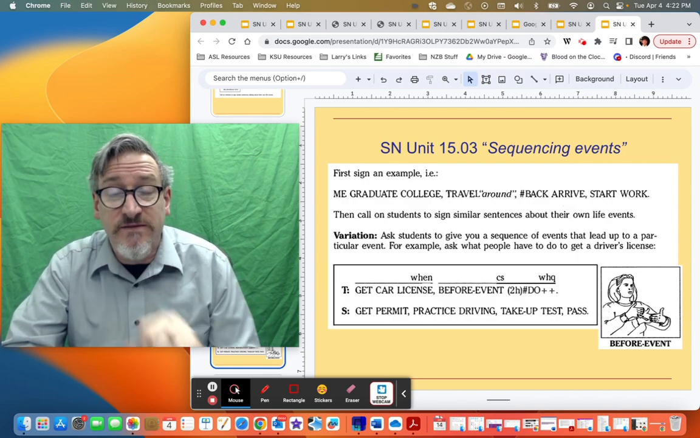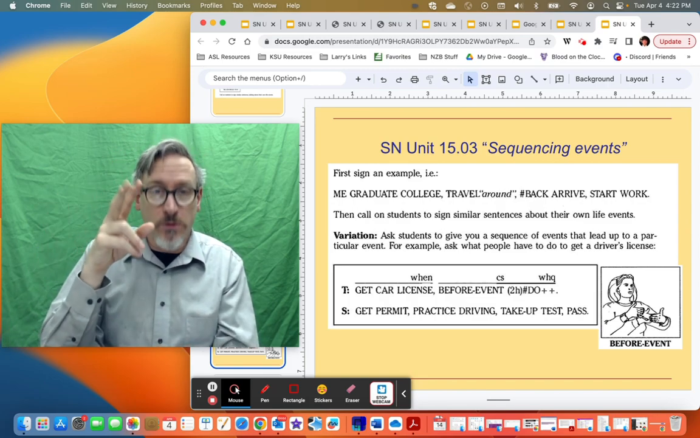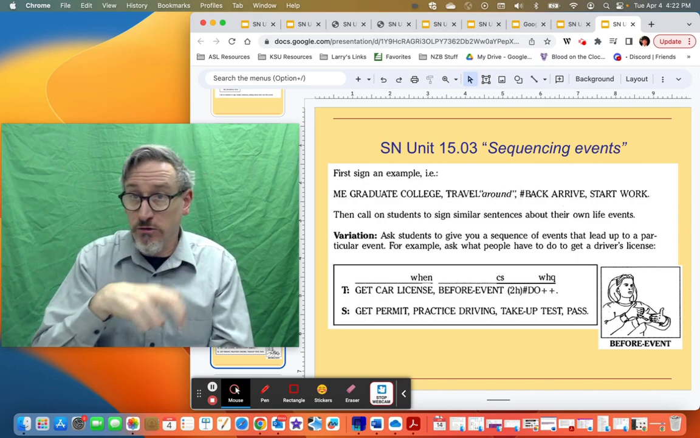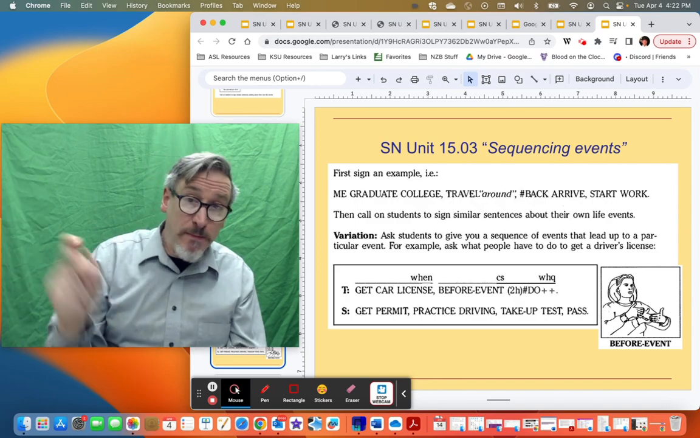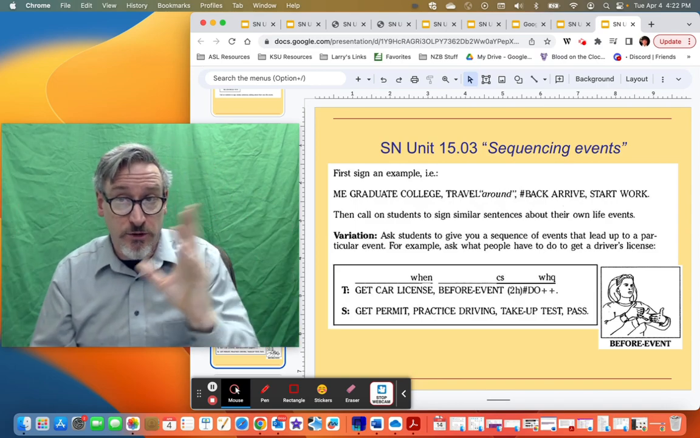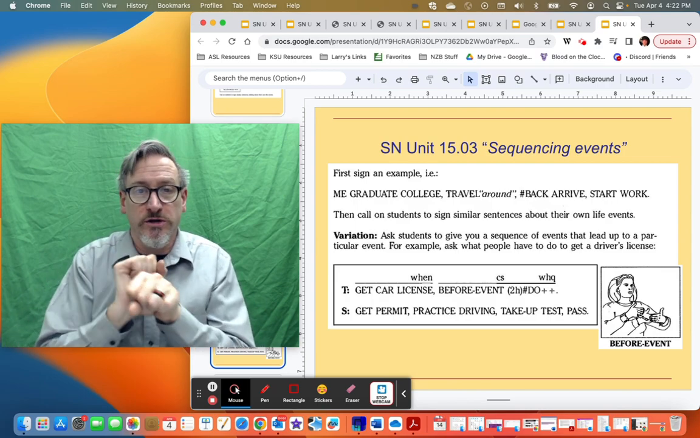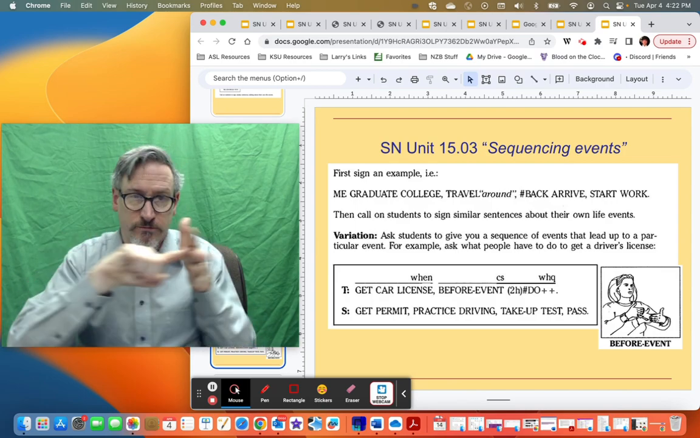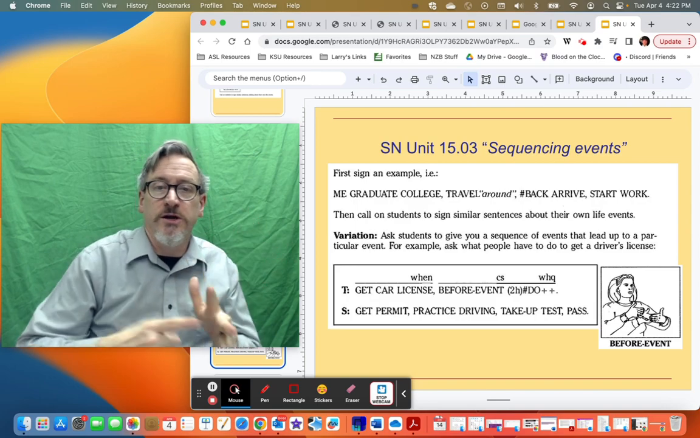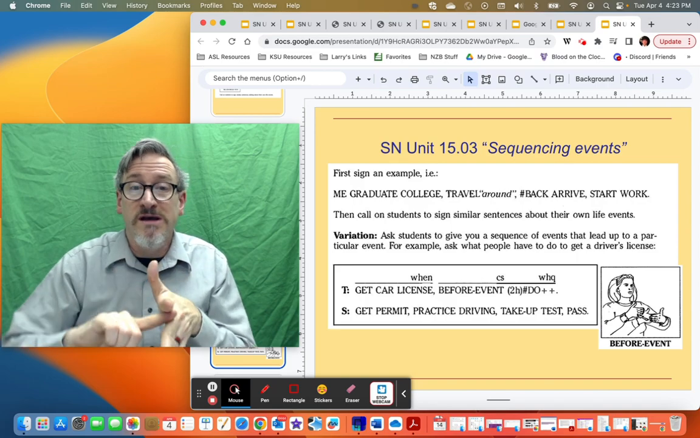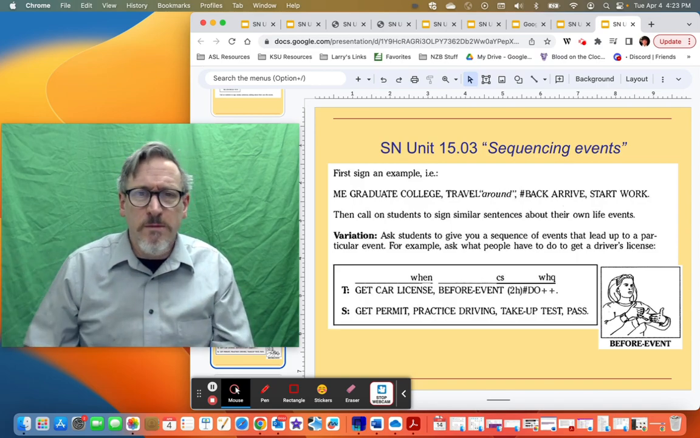So, sequencing events. Graduate college, second one, travel around. So back, arrive, that's the third one in that list. Or start work. You'll see both ways. Start, where it turns this way, forward. Or you'll see ones where it kind of swings under. Start, work, start, work. I tend to do this because it's more like starting a car, but some people do it this way.